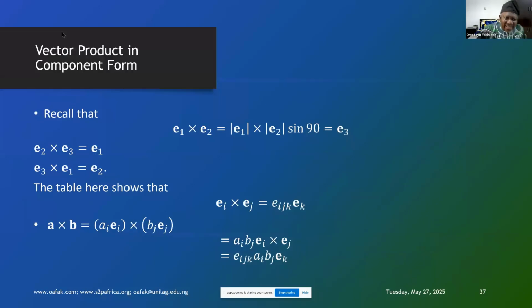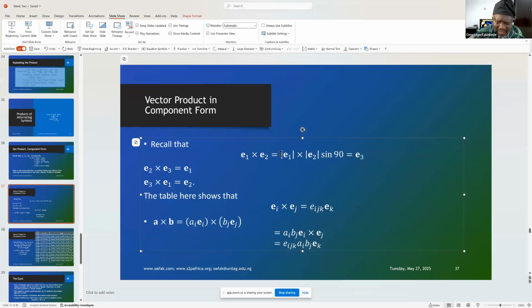What I am saying here is this: you remember that E1 is your old vector I, and E2 is your old vector J. What is E1 cross E2? E1 cross E2 is the magnitude of E1 times the magnitude of E2. These are unit vectors. They are orthonormal. And what is the angle between E1 and E2? It is 90 degrees, in the direction of E3.